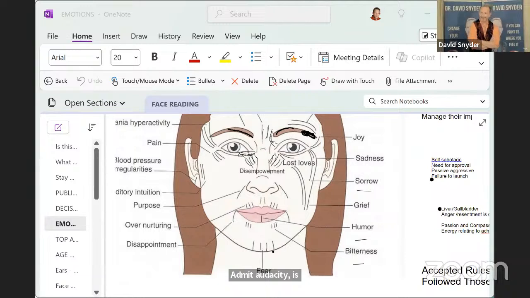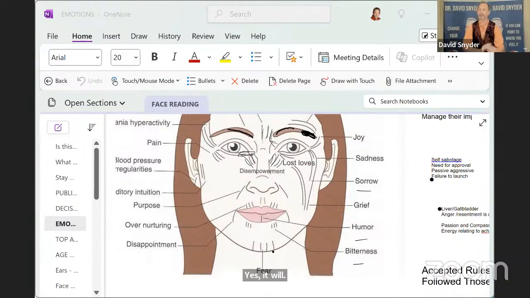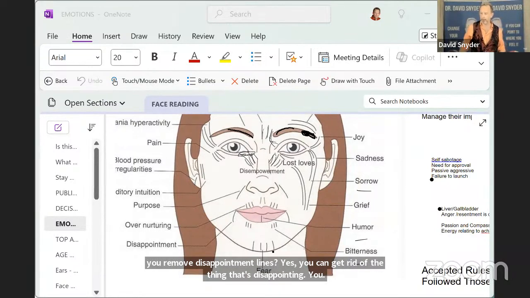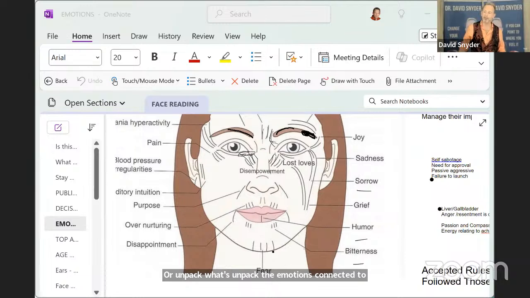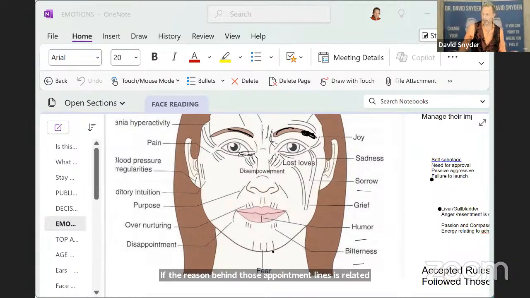Admit Audacity is saying hypothyroidism stole my eyebrow. Yes, it will. Can you remove disappointment lines? Yes, you can. Get rid of the thing that's disappointing you, or unpack the emotions connected to it, and those markings will start to fade. But you're going to need to make a lifestyle change if the reason behind those disappointment lines is related to your lifestyle. If you're not willing to make the lifestyle change, there's only so far you can get.